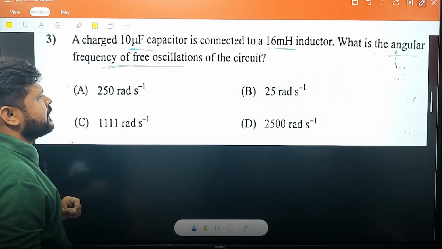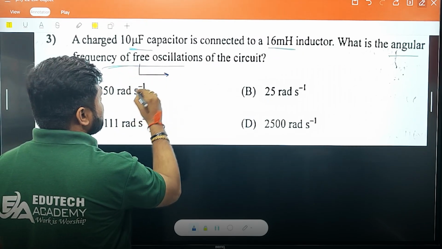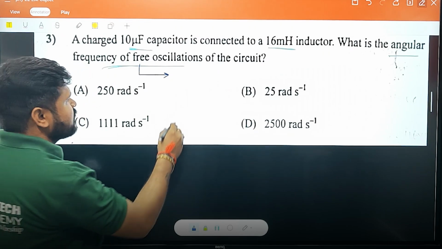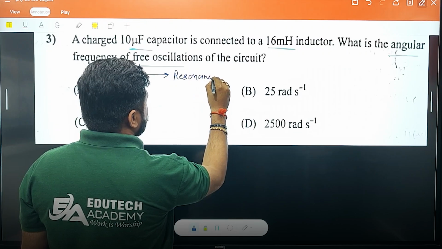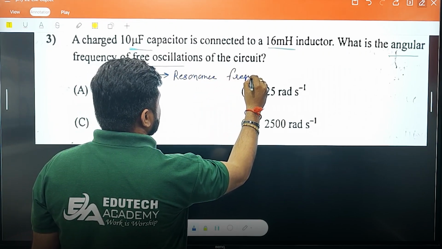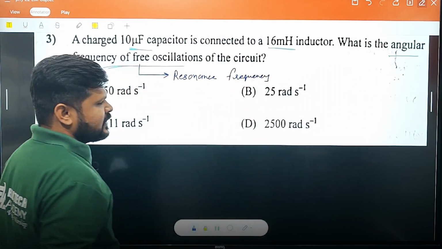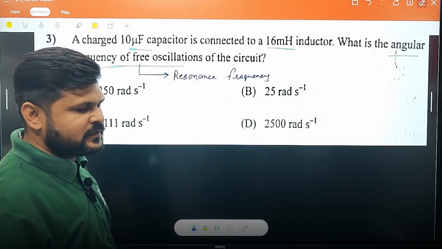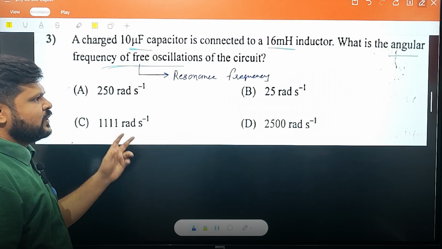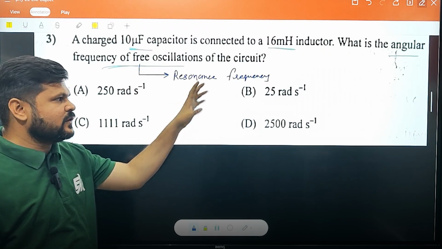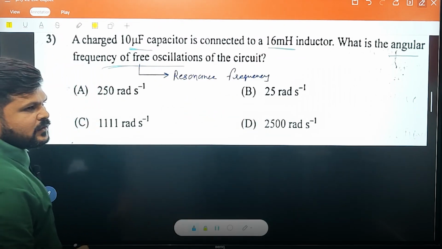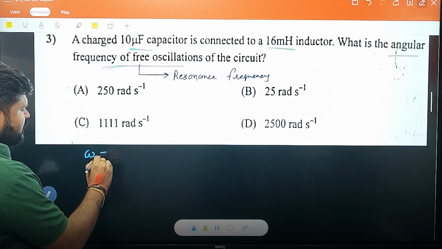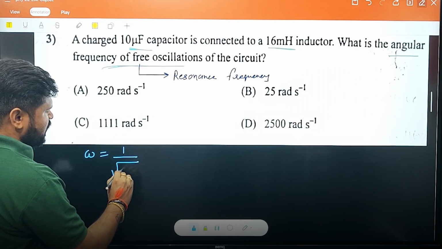First of all, understand that the angular frequency of free oscillations is actually the resonance frequency, because at the time of resonance only the oscillations become very large and are said to be free. So actually here we are asked to find the resonance frequency in an LCR AC series circuit. What is the formula of that resonance frequency? That is omega equals 1 upon root LC.